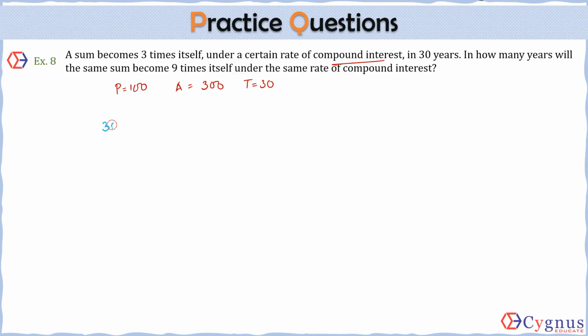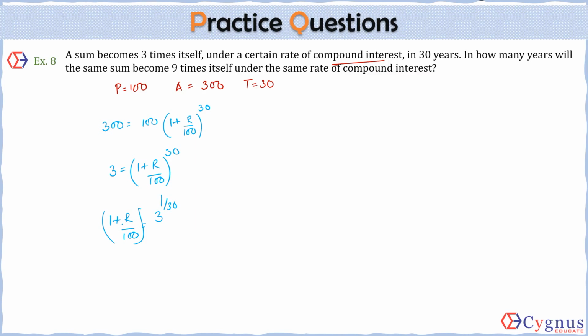What was the amount? It's 300. Principal is 100 into 1 plus R by 100, R is unknown, raised to the power 30. So what do we get here? 3 is equal to 1 plus R by 100 raised to the power 30. If you apply the property of indices here, 1 plus R by 100 should be equal to 3 raised to the power 1 by 30. So I know the value of 1 plus R by 100. Now what's the next part of the question?